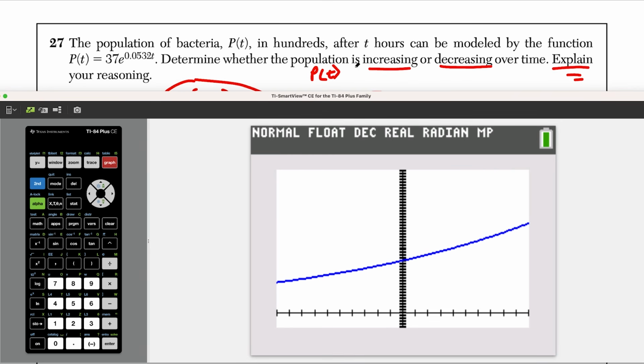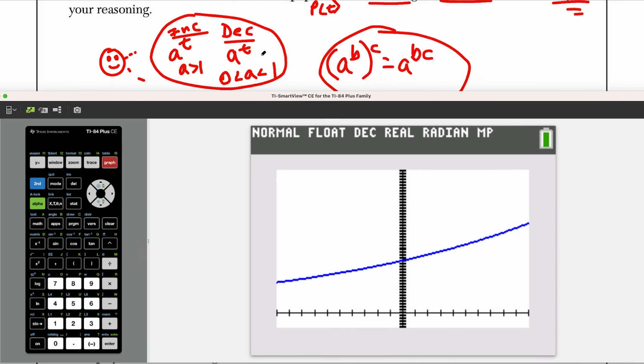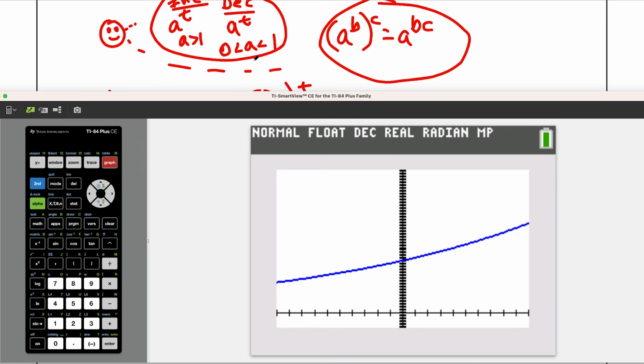So you could, if you wanted to, just type this in the calculator and say the graph of p of t is increasing over time. As t increases, p of t goes up. That's an alternate way of doing it. But me personally, I like using the first method because it's more technical.